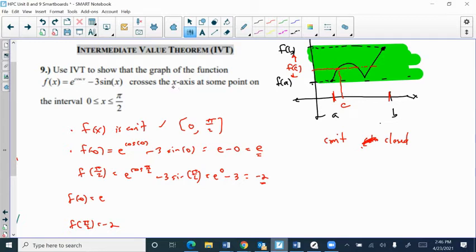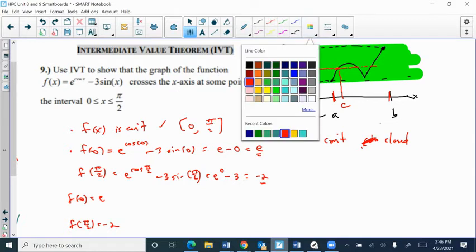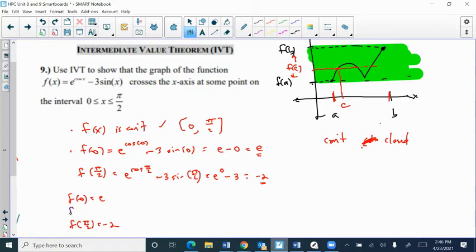And we're trying to show that it crosses the x-axis. Well, when you cross the x-axis, that's equivalent to having a y value of 0. And notice, 0 is exactly in between negative 2 and e. So since I have a continuous function, which I have already established on that closed interval, and I've shown where the initial y value is, e, and the final y value is negative 2.